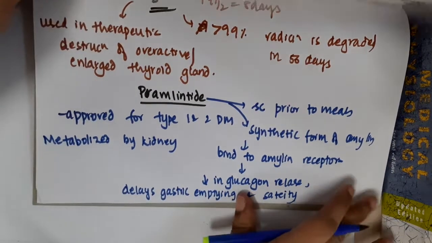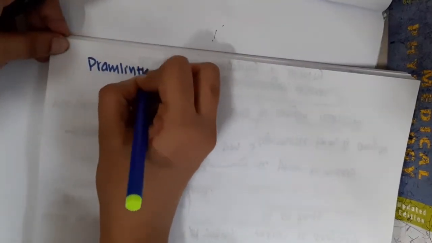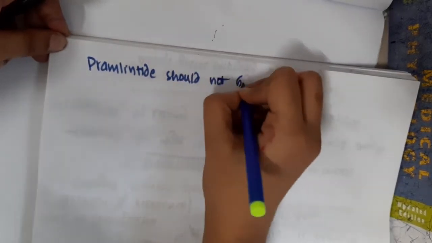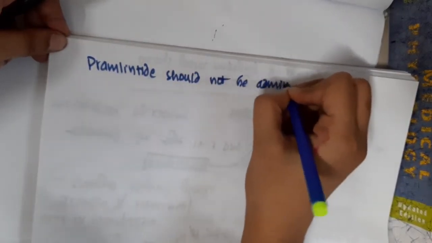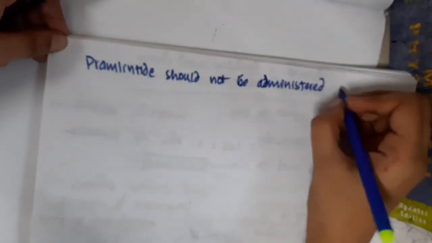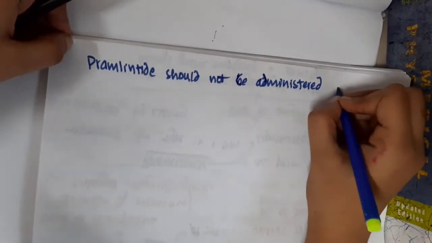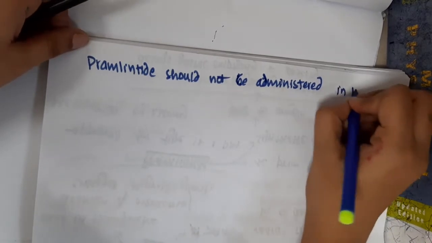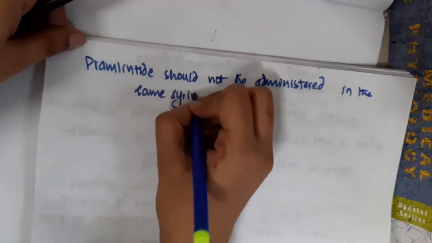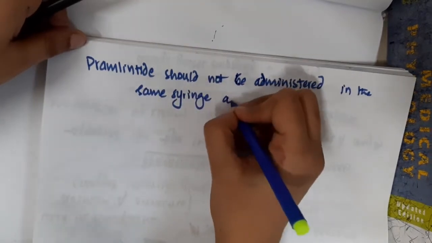And one more important thing is that pramlintide should not be administered in the same syringe as insulin.